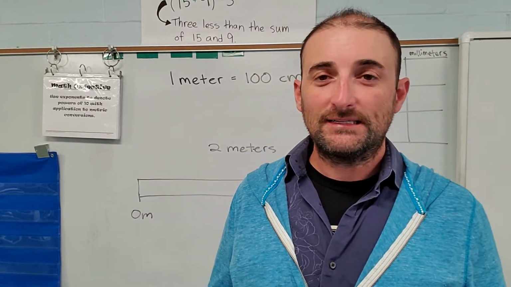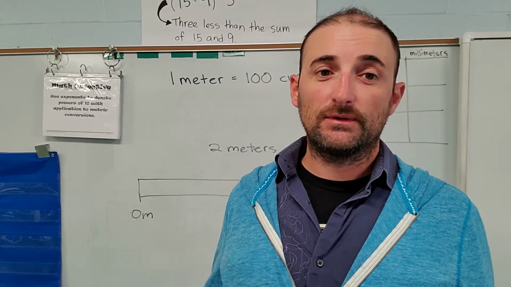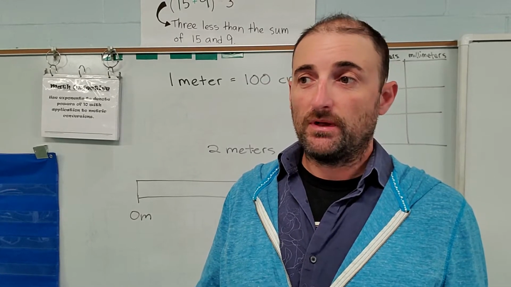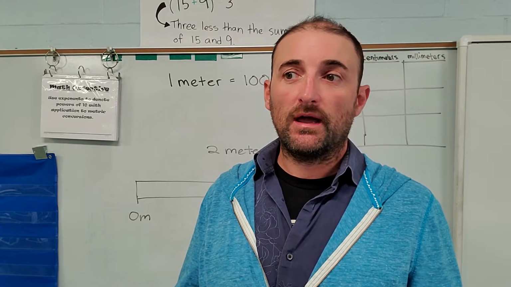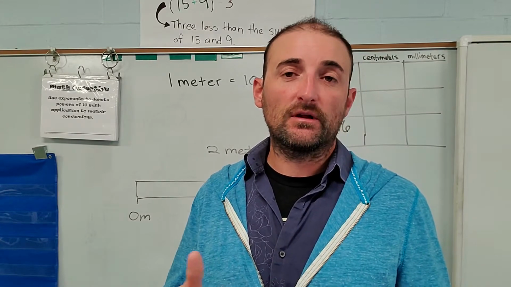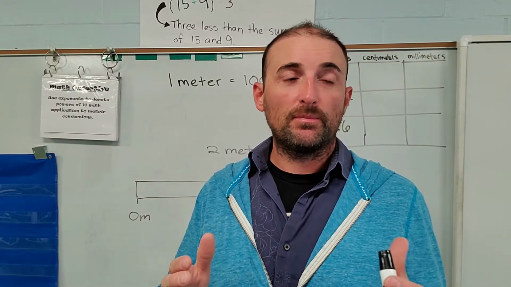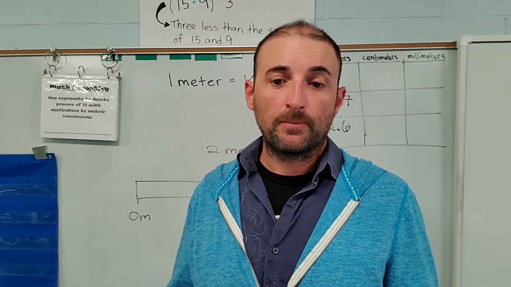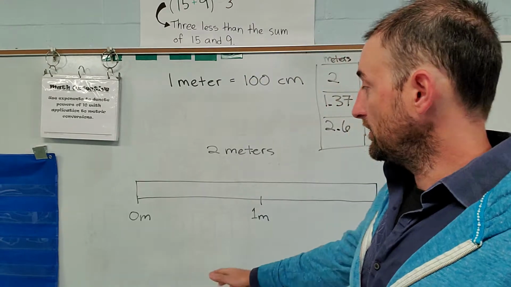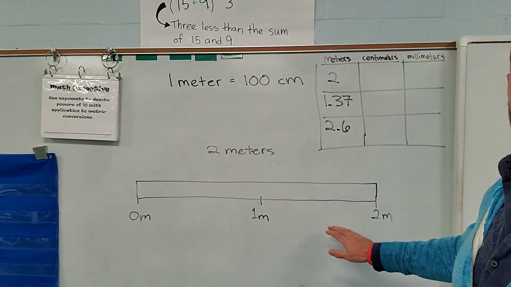Good morning, guys. Today we're going to be using our place value chart, which is a base 10. So we're multiplying by 10 or 100 or 1,000 and dividing by the same to look at metric conversions. And this is going to be simple, I hope, because the metric system is also based on a system of 10, like our place value chart. So I've drawn a line on the board which represents 2 meters.